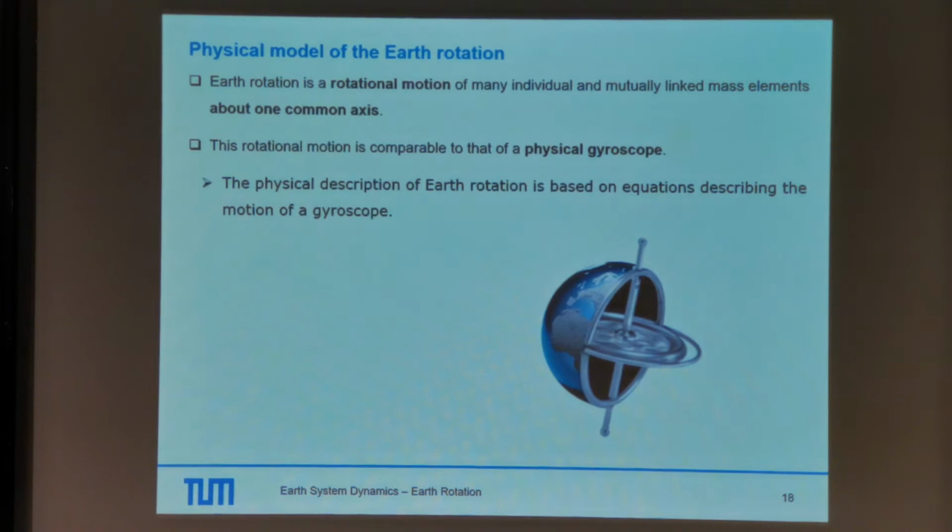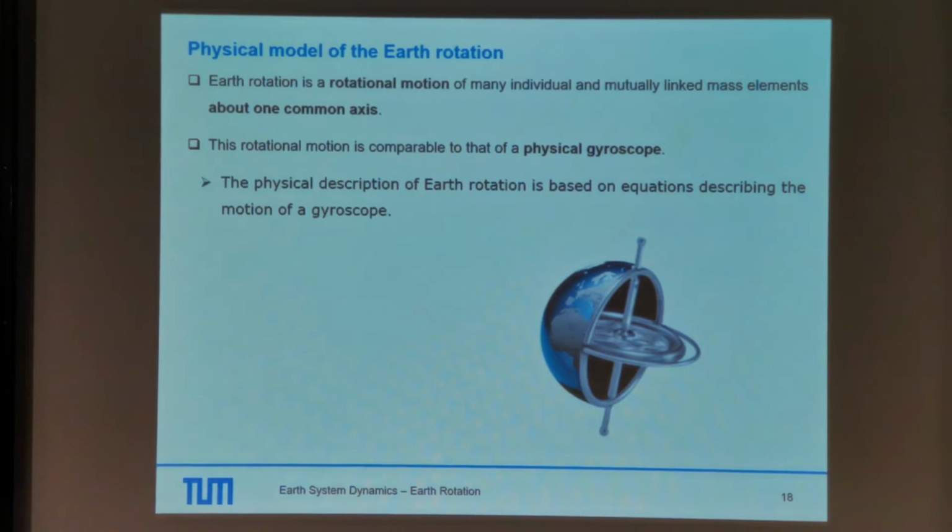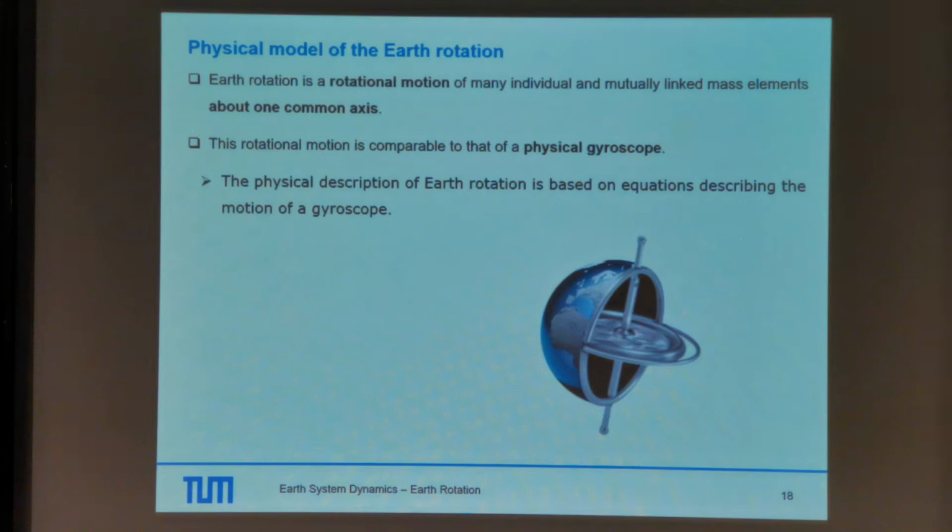And now we want to directly derive the physical model of the Earth's rotation. So really it's an equation which we can use in order to relate geodynamic processes to variations we observe in the Earth's rotation. To start this, we can assume that the rotational motion of the Earth is totally comparable to that of a physical gyroscope. And if we understand the behavior of the rotation of the gyroscope, we can use these equations in order to understand the rotation of the Earth.